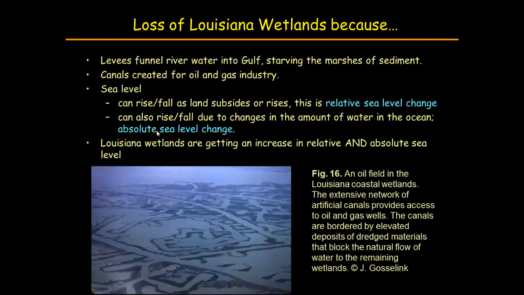And that's one of the problems that we've had in Louisiana and other wetlands that have been modified throughout the southeast and the world. Another factor is sea level. Sea level can change, and as it changes relative to the land, we call that relative sea level change. Absolute sea level change is based on how much water is in the ocean, and of course that is changing too as the glaciers are melting, as there's more ice being released from Antarctica with the warming.